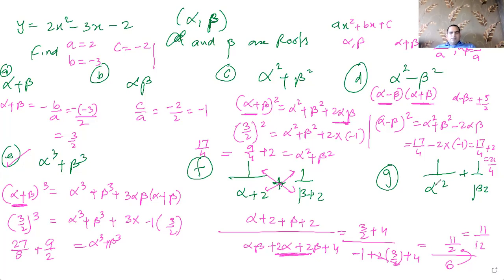And the last part is 1 over alpha squared plus 1 over beta squared, which, if you take the LCM, will be alpha squared plus beta squared over alpha squared beta squared. Alpha squared plus beta squared we already got, which is 17 over 4, and alpha squared times beta squared will become 1. So 17 over 4 is the answer for this part.